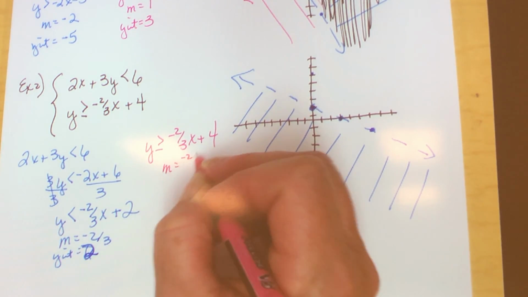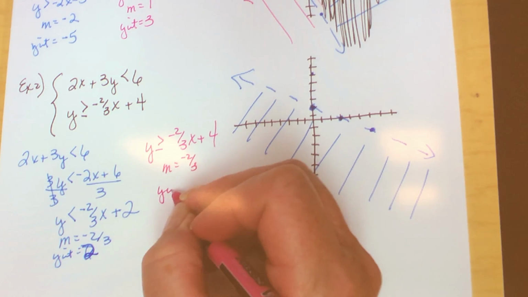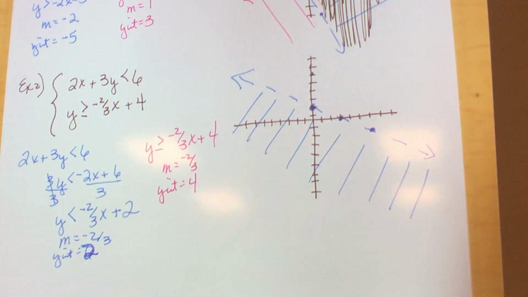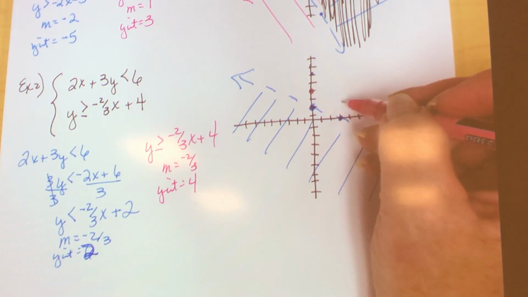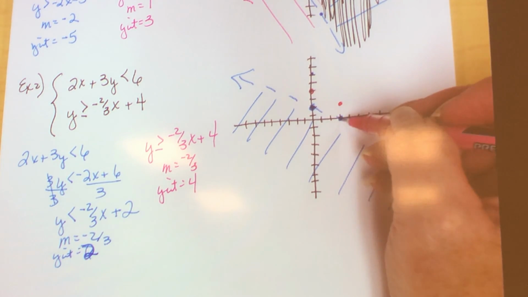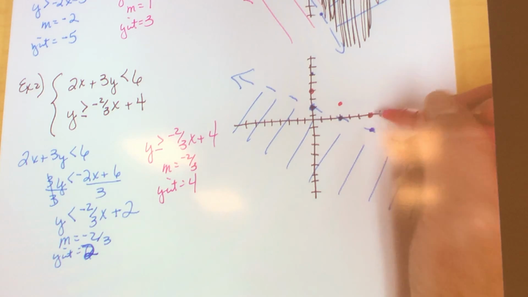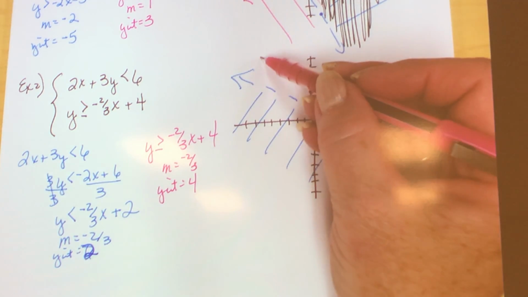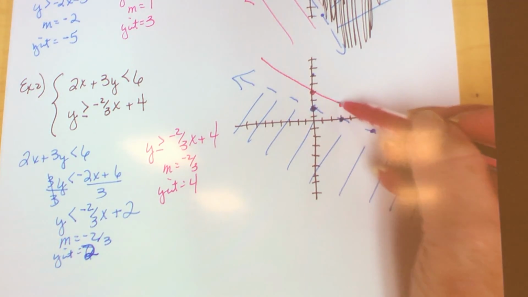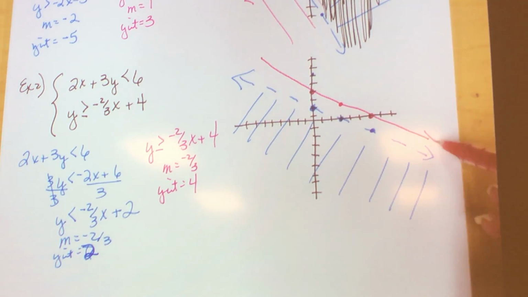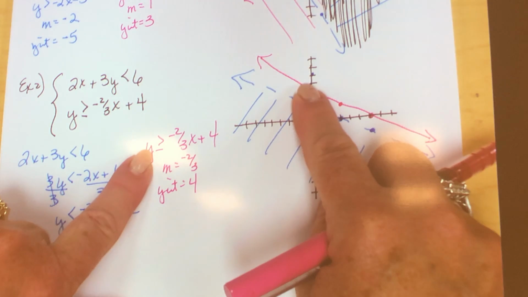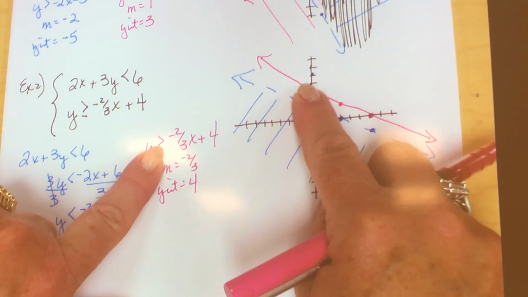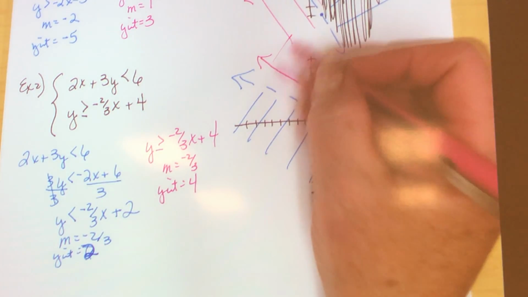My slope is negative 2/3, and my y-intercept is 4. So 1, 2, 3, 4, slope down 2 and to the right 3, down 2 and to the right 3. Is it a solid line? Yes. Okay, I want the y's that are greater than, so that's above, so this one should be shaded here.